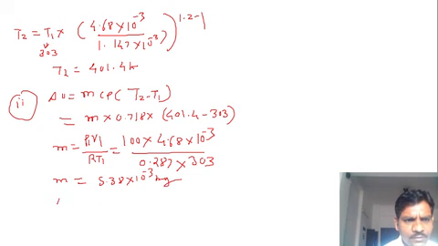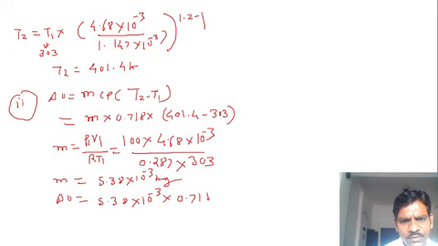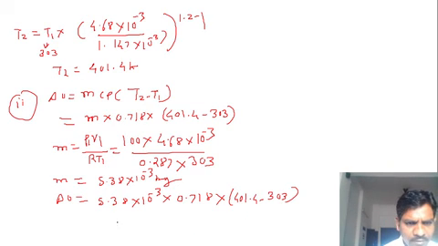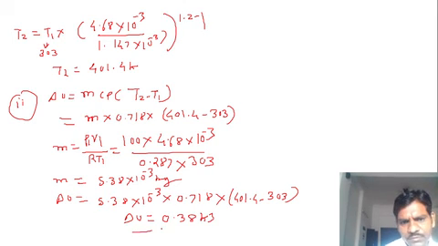So put the values. Delta U is equal to 5.38 into 10 to the power minus 3, 0.718 into 401.4 minus 303. So you get the value of delta U as 0.38 kilojoules. Okay, guys, so I stop here.